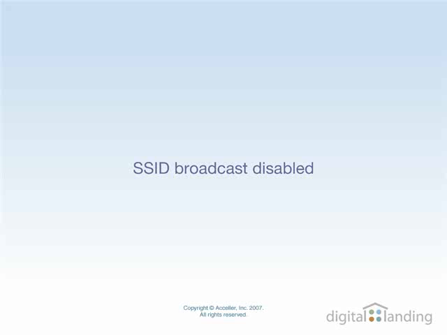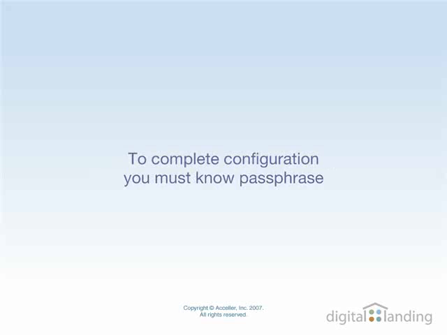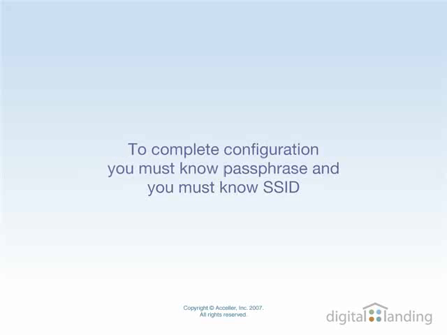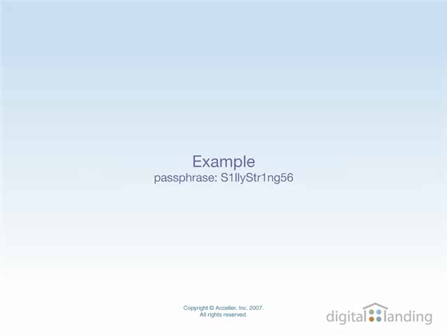You should also have configured your WAP not to broadcast the Service Set Identifier, or SSID, that identifies your wireless network by name. Thus, to complete this part of the setup for each of the wireless devices you wish to connect to your WAP, you must know the passphrase for the WPA pre-shared key for the network, and you must know the SSID for that network as well. For our example, the passphrase is silly string 56, with numbers instead of letters in the case of the vowels, and the SSID is Arbor.